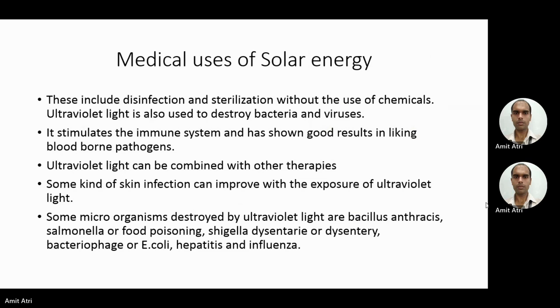So some of the microorganisms which are destroyed by ultraviolet light are like Bacillus anthracis, Salmonella for food poisoning, Shigella, which causes dysentery, then bacteriophage, that is E. coli, the short form we call E. coli, hepatitis and influenza.